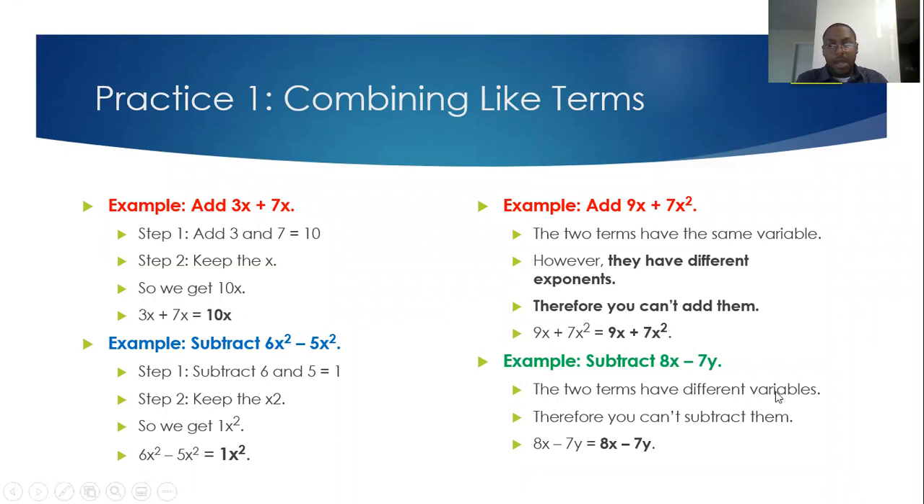All right, 8x minus 7y. I want to subtract those. So my thought process might be, well, 8 minus 7 is 1. Then I'll pick the x or the y. I'll pick one. You can't do that. You can't actually subtract those. It's literally impossible. You cannot subtract 8x minus 7y, even if you want to.